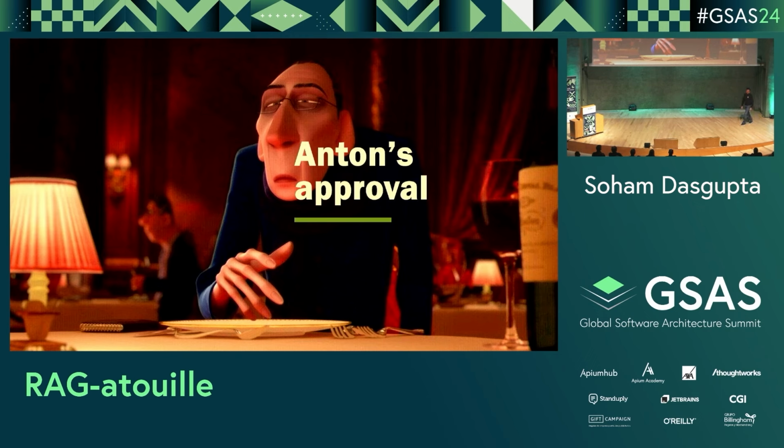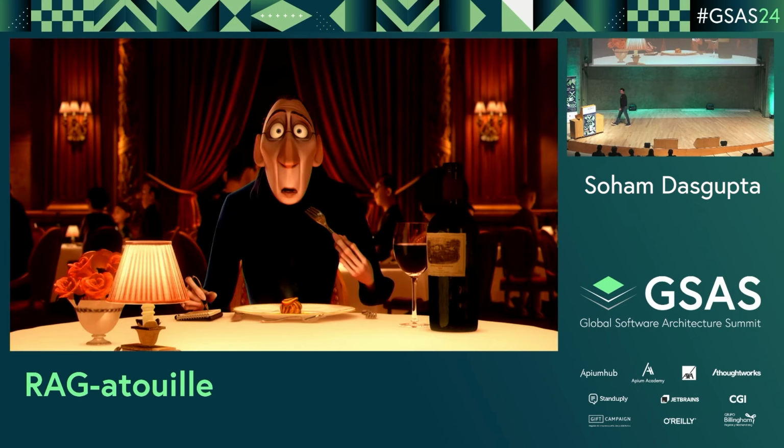Anton, I love this guy. When he came into the restaurant, he had a face like this. Actually, he always had a face like this in the whole movie. But at one point, he had a face like this. And this is what you want to achieve with your RAG pipeline. You want the feeling that anytime I change something in my document store, or anytime I change something in the way I do embedding, I should be confident enough that this will not break anything.